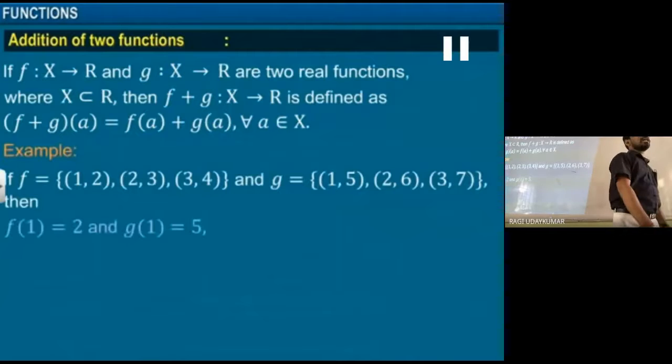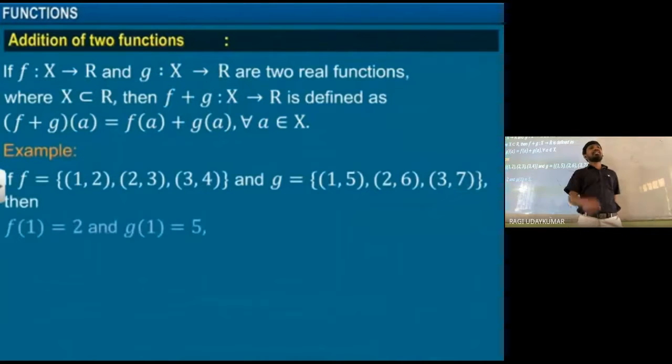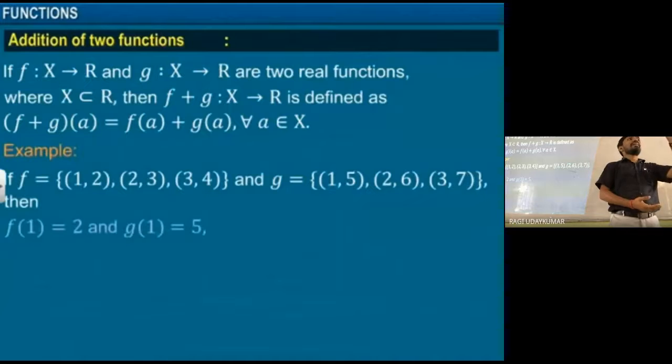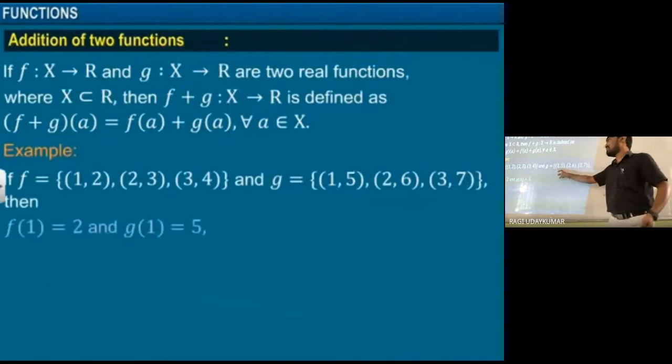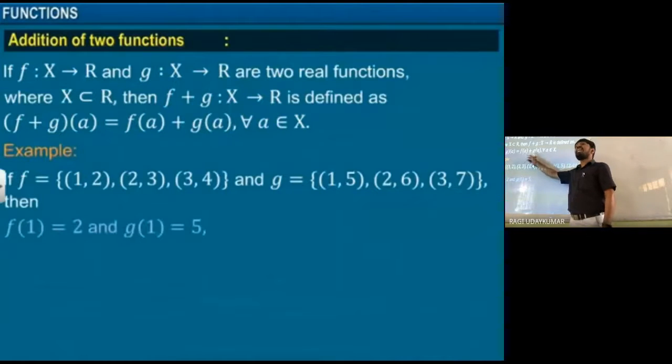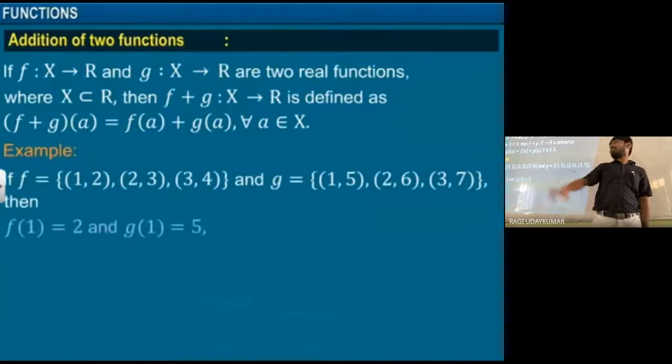A function f is given to you: (1,2), (2,3), (3,4). G function is given to you: (1,5), (2,6), (3,7). F of 1 equal to 2 है, g of 1 equal to 5 है. दोनों का कंपलसरी डोमेन सेम है. दोनों का डोमेन क्या है? 1, 2, 3 is the domain. Domain of f is 1, 2, 3. Domain of g is also 1, 2, 3. F of 1 is 2. G of 1 is 5. So f plus g of 1 is equal to 2 plus 5. F plus g, the sum of the two functions.